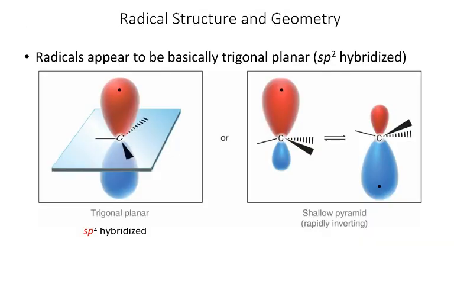The structure of the radicals determines a lot of the properties of the reactions we're going to look at, and radicals tend to be trigonal planar. In some cases, they may be almost planar. They call it a shallow pyramid, sort of sp3 hybridization-like, but it flops back and forth between these two different configurations where the bonds are pointing down a little bit or pointing up a little bit. But this is close enough to planar that we can generally just think about the radicals as being trigonal planar and sp2 hybridized.